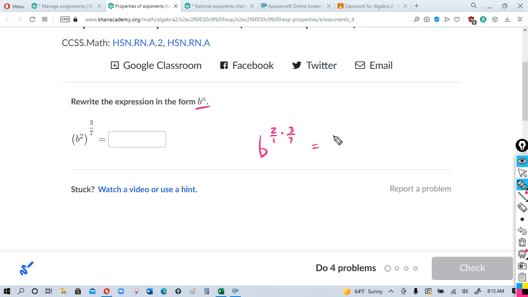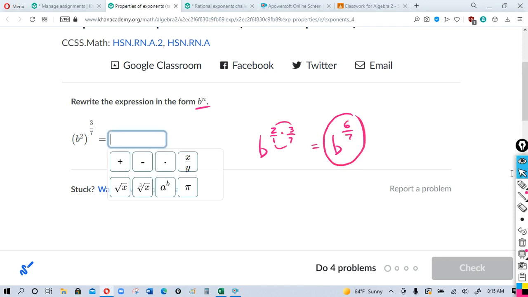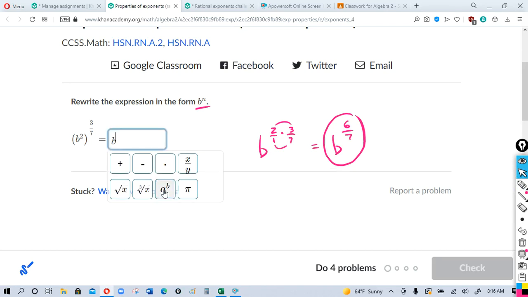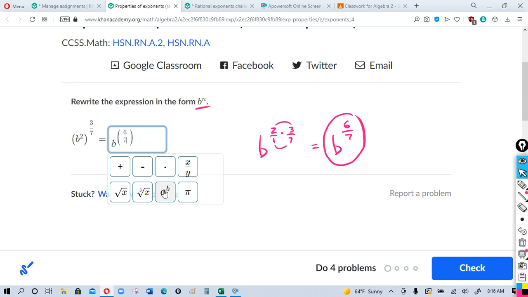So we have b. Across the numerators, 2 times 3 is 6. Across the denominators, 1 times 7 is 7. b to the 6 over 7. Type b. Hit the exponent button. Use parentheses for the exponent and 6/7. All right, b to the 6/7.